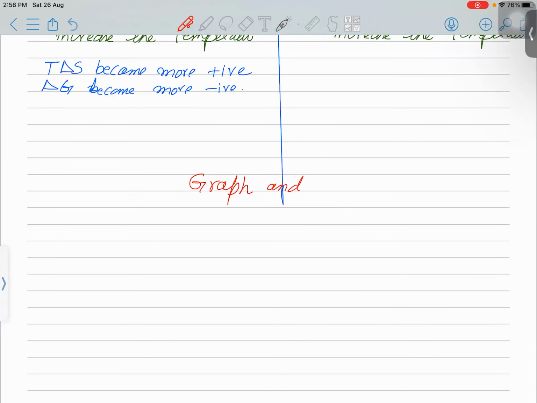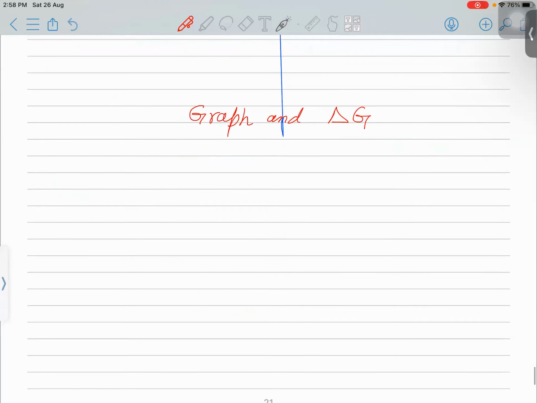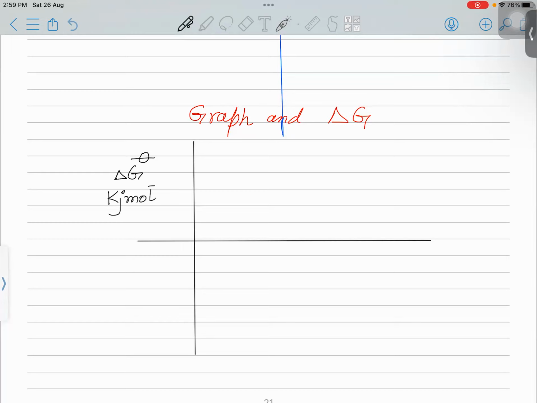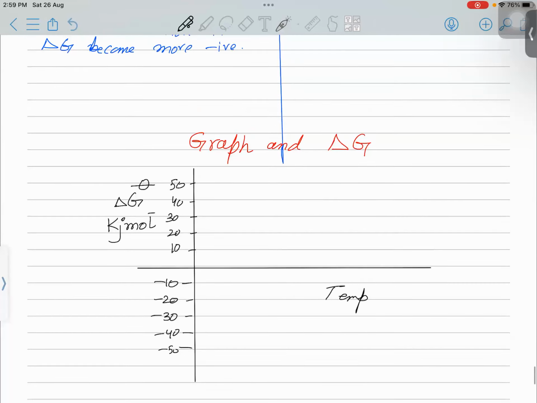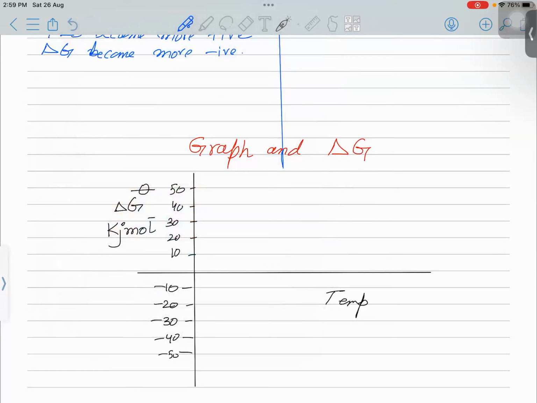Next is graph and delta G. Here we have delta G in kilojoule per mole: plus 20, 30, 40, 50, minus 10, minus 20, minus 30, minus 40, minus 50. Here we have temperature. So it means here you have 25 degrees centigrade, here we have 50 degrees centigrade, here 75 degrees centigrade, and here 100 degrees centigrade.